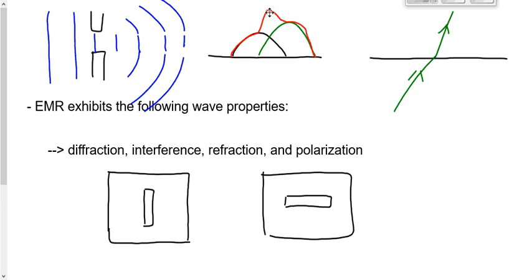EMR, visible light, exhibits polarization. And polarization is a property of waves. Therefore, EMR must be a wave.